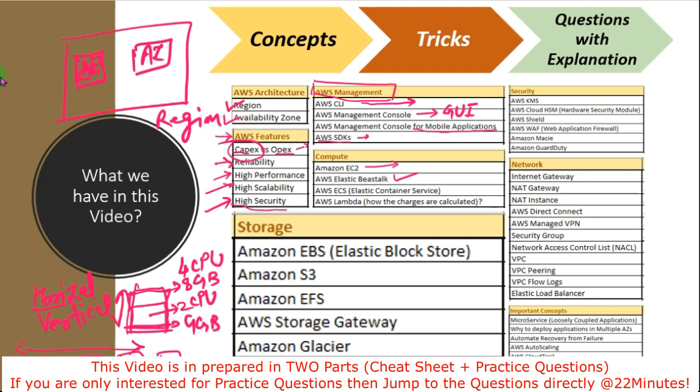Next, we have AWS ECS, that is Elastic Container Service. This service is also known as Amazon ECS. It allows us to easily run and manage Docker containers. So it helps us to manage Docker containers across a cluster of Amazon EC2 instances.